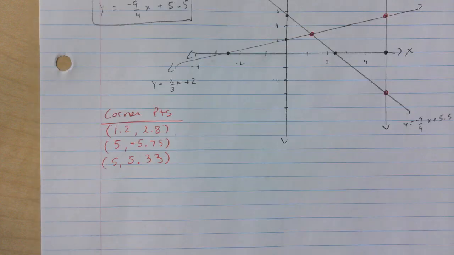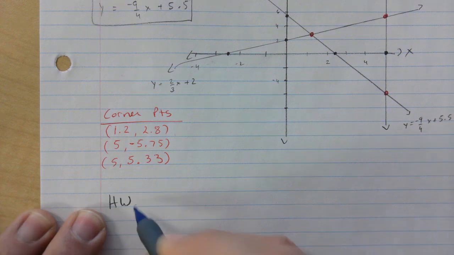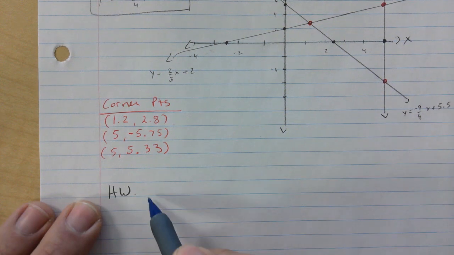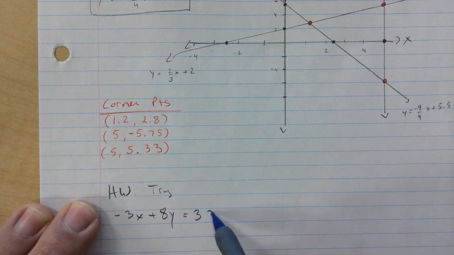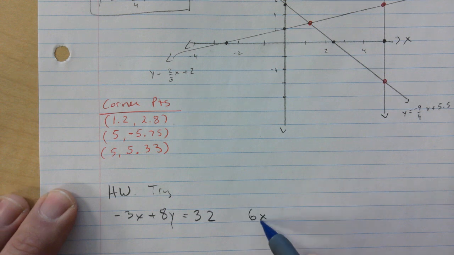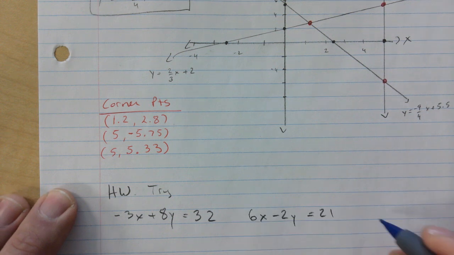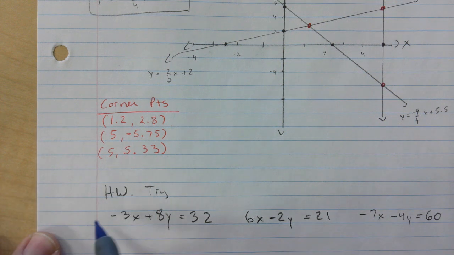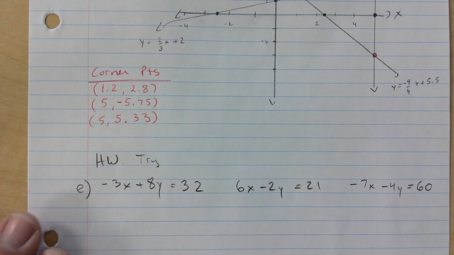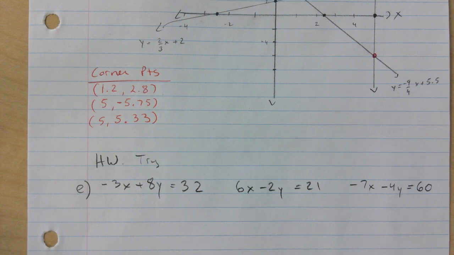So homework, I'll just write it down here maybe. Try negative 3x plus 8y is equal to 32. That's one of them. 6x minus 2y is equal to 21. That's another one. And negative 7x minus 4y is equal to 60. So this would be E, right? Question E. That's your homework. So you do everything we've done so far, plus graphing. Yeah, that's the one. So this is your homework.